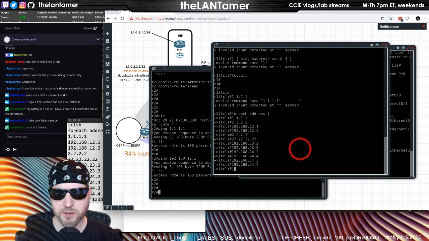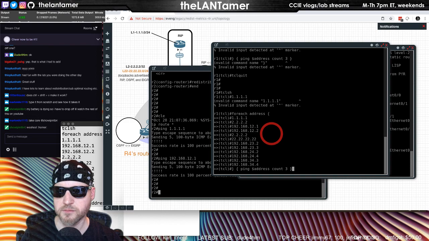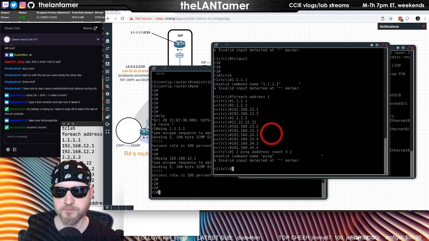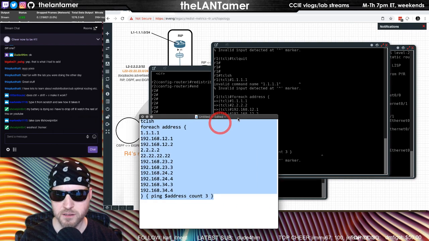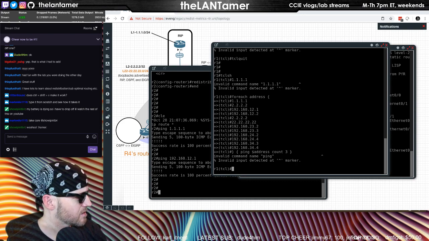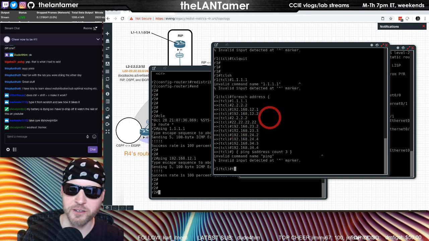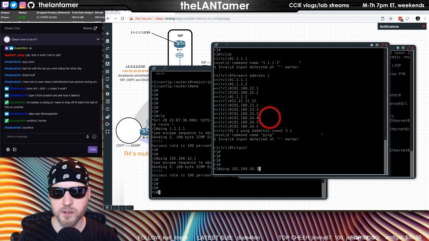And then we're going to do ping, address. Invalid command name ping. There's an example here in this lab. Let me just double check myself. All right, we're just gonna go to manual. Got a lot to cover here. So ping 192.168.34.3, we're good.